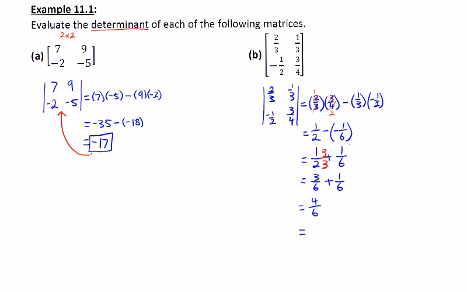And we would always reduce if possible. In this case we can, and that gives us 2/3. So 2/3 is the real number that is associated with the matrix that we were given. This is called the determinant of the matrix.